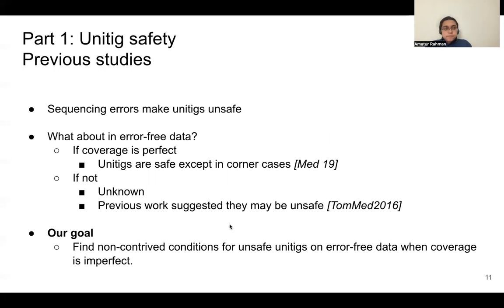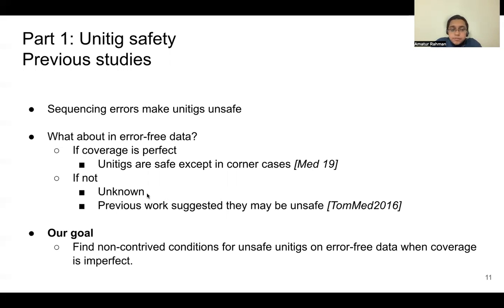So let's start the first part of the study, which is about Unitig safety. If there are sequencing errors, that will make the Unitigs unsafe because the reads themselves are not going to be exact substrings of the sequence. What about in error-free data? If coverage is perfect, Unitigs are safe except in corner cases. This was proved in an earlier work.